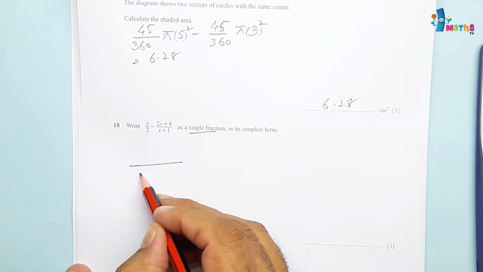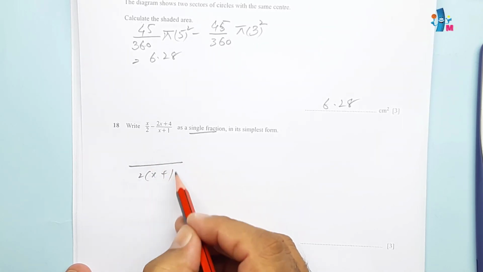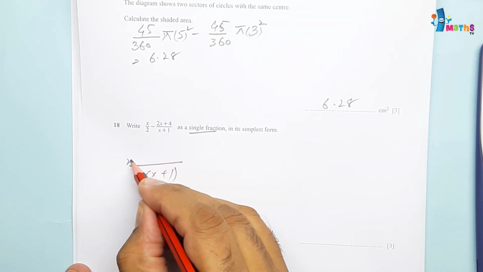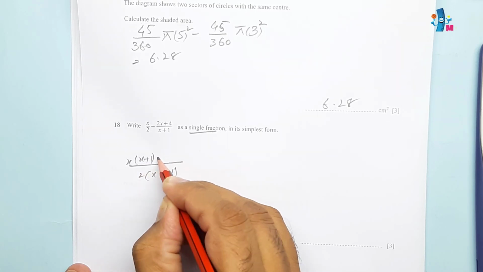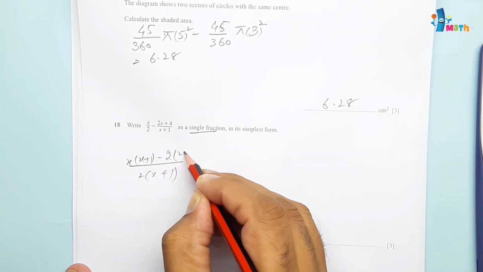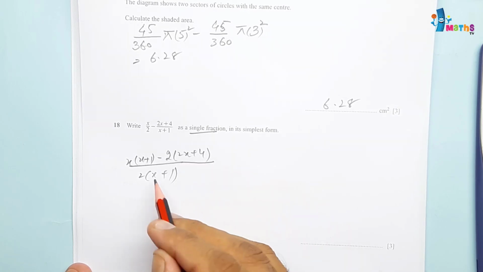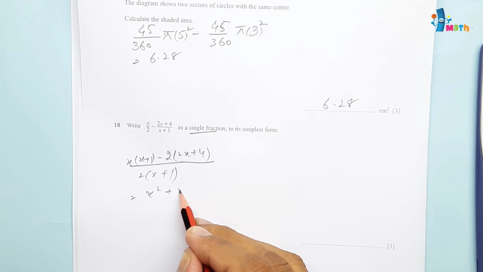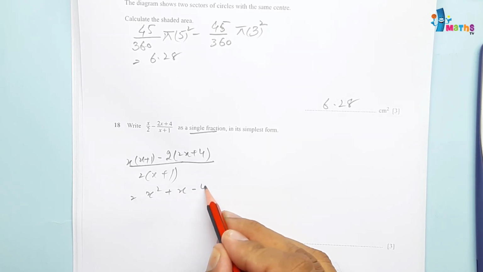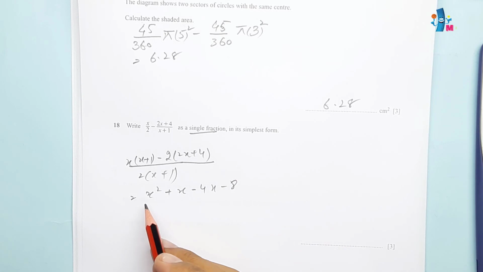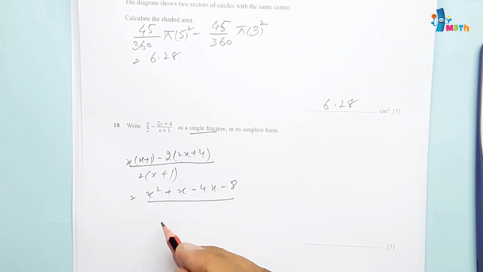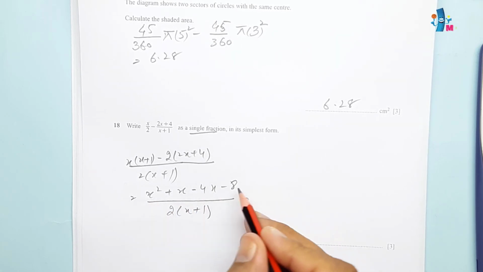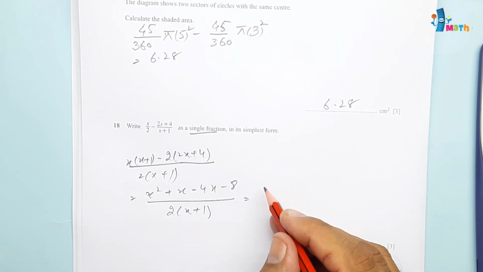So we can take LCM over here, 2 into x plus 1, and this will be x into this, basically cross multiply. You can do this one, minus 2 into this, 2 into 2x plus 4, and then we will have to open this. This will be x square plus x minus 4x minus 8 over 2 into x plus 1, and this one further we can simplify.